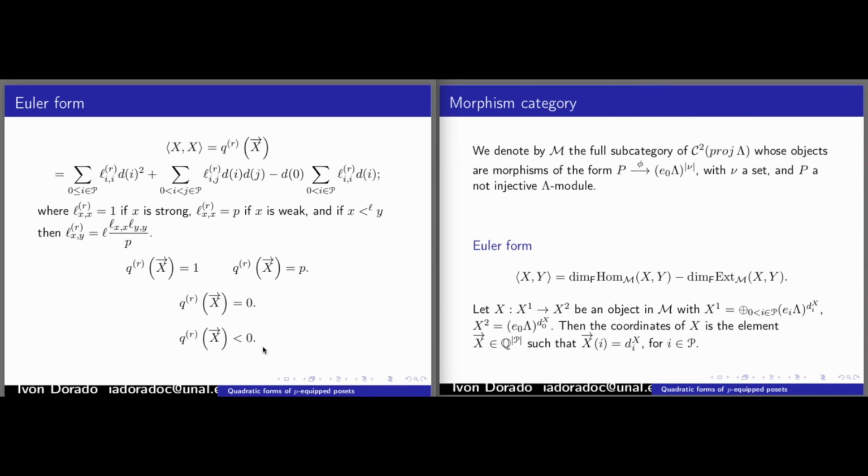If the quadratic form is less than 0, we know that the poset is wild. So we can obtain information about our representation category using the solutions of these equations and this inequation. We will see some examples in which we are able to graph these quadratic forms, as they are polynomials in cardinal of p plus 1 variables. Then if the poset has at most 2 points, we can graph these equations in 3 dimensions.